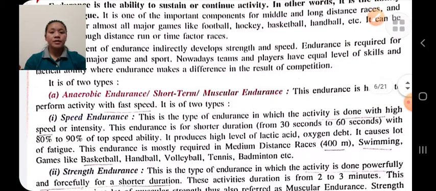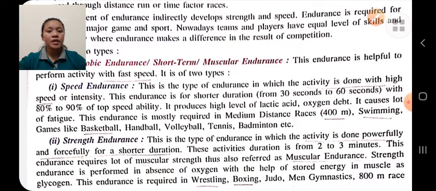Endurance is of two types: aerobic endurance and anaerobic endurance. Anaerobic means in the absence of oxygen; the person has to do the activity in the absence of oxygen. In anaerobic endurance, we have to perform the activity with high speed. Anaerobic endurance is of two types: speed endurance and strength endurance.